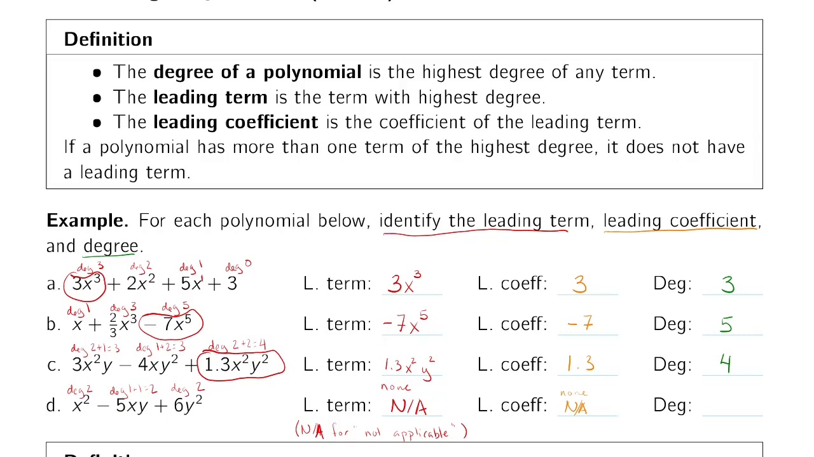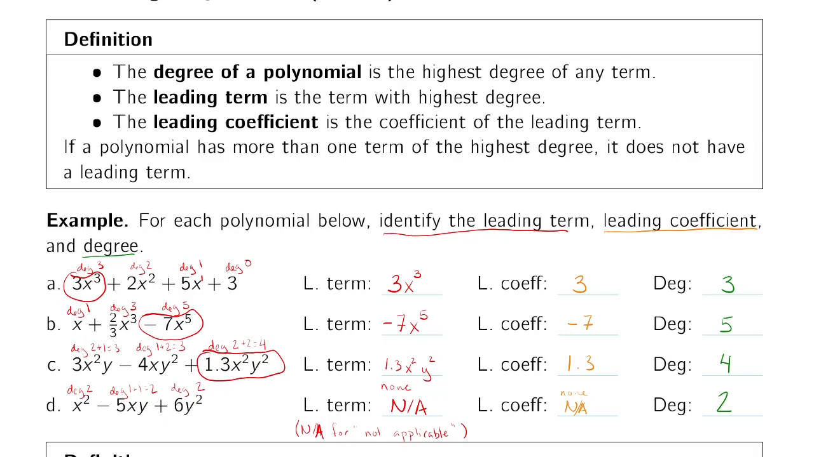There are terms with degree 2. The highest degree of any term is 2. So this polynomial still has a degree 2. That's why we say the degree of the polynomial is the highest degree of any term, rather than saying it's the degree of the leading term. Even if there's no leading term, the polynomial still has a degree. So that's one term, leading coefficient, degree of the polynomial.